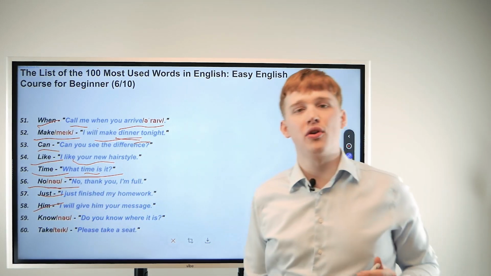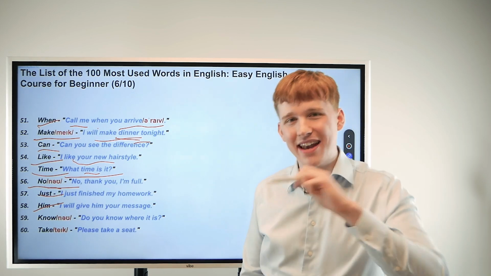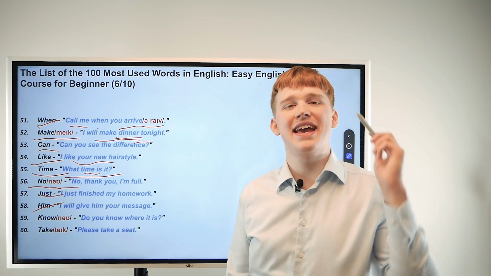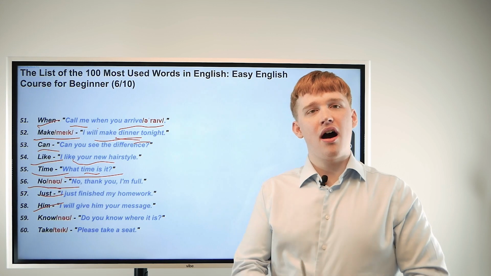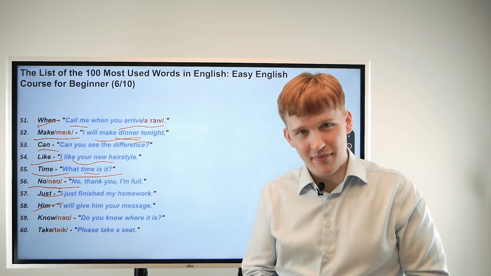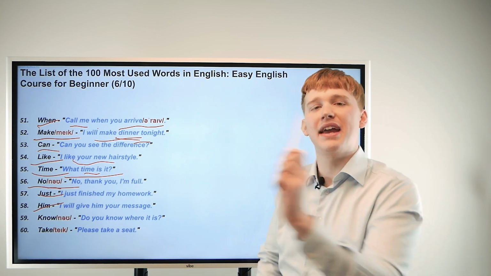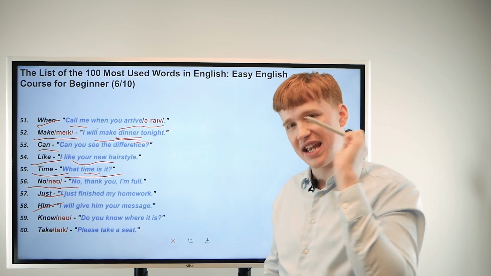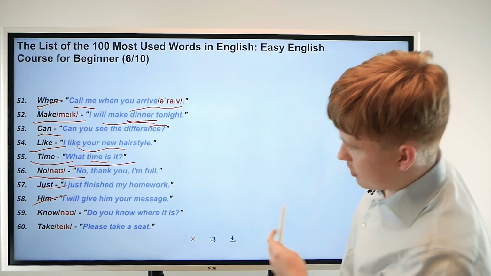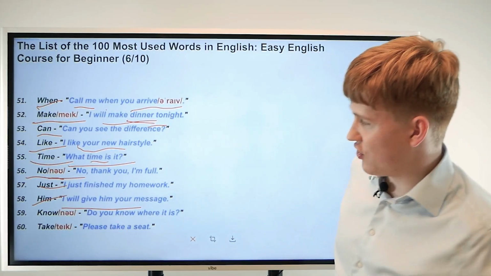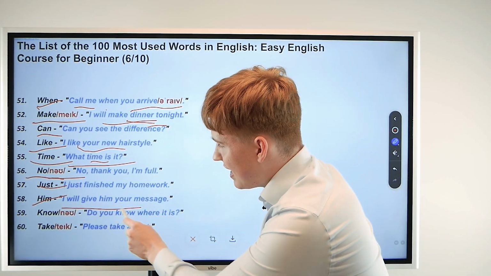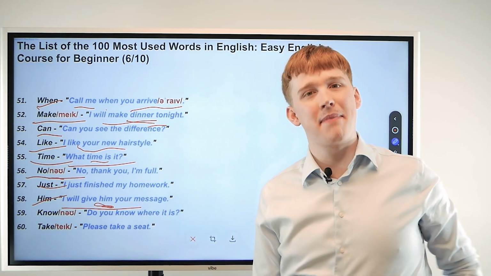Next up, we have him. Him. So when we're talking about a person who is a man, we will use the word him. So we'll say, I like him. And you will state that we're talking about him. If you're pointing at a man, you'll say him. That's great. So I will give him your message. So you're stating that he is the person that will get that message.